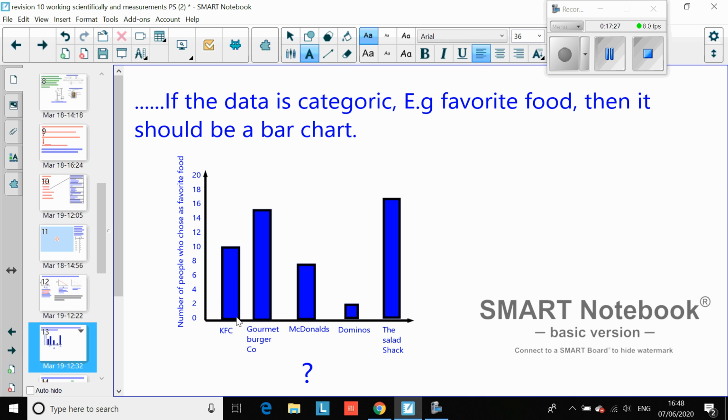So what we do is we put those in bars like this, and then, so maybe 10 people like KFC, 15 people like Gourmet Burger, 8 people like McDonald's, Domino's, not very popular, only two. But as you can see, okay, this is what we changed. So this is what we were looking at, and this is what we measured, the number of people that liked it, okay? And so we display categoric data in a bar chart because it's categories.